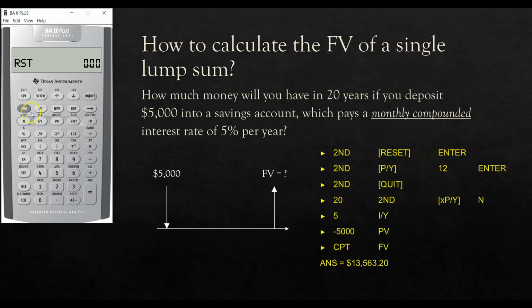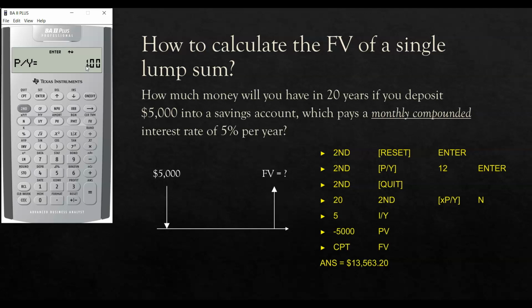To do that, you want to do second, right? And then on top of the I/Y key, there is the P/Y key. That's the payment per year, right? Because I just did second and I can access that. And right now on the screen, you should see P/Y equal to 1. The default value is 1, right? So if you don't change that, the underlying assumption is that you're doing annual compounding.